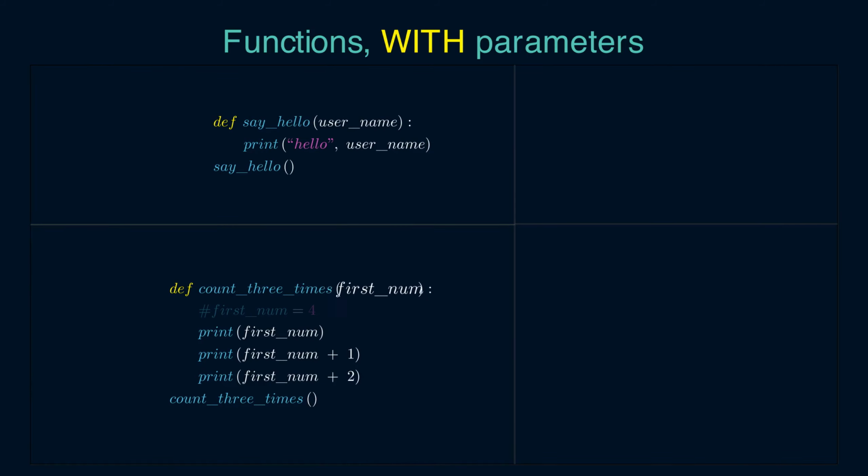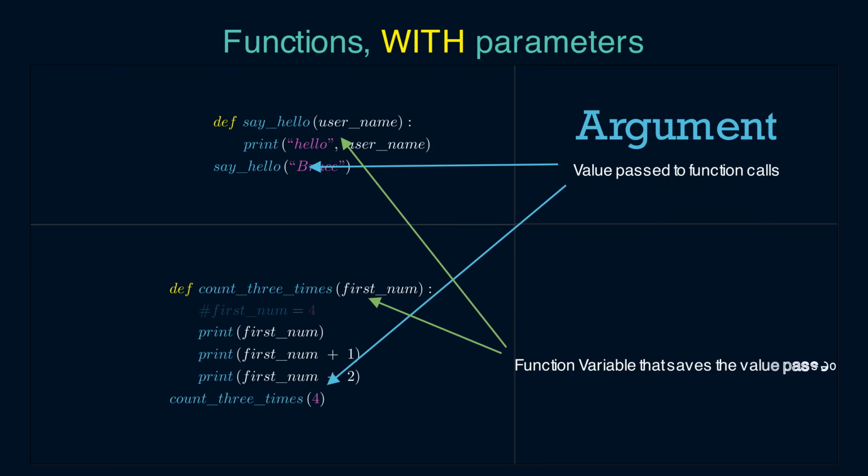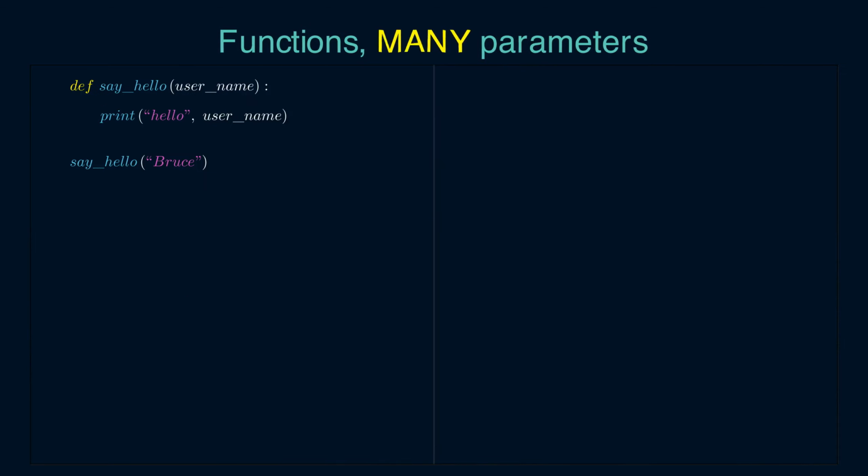Username and first num are the parameters here. Call functions like this. These values we passed during call are the arguments. And these variables that store those values are the parameters. Question: what will be the output of this call? Guess the result, and then try it in a shell to make sure.